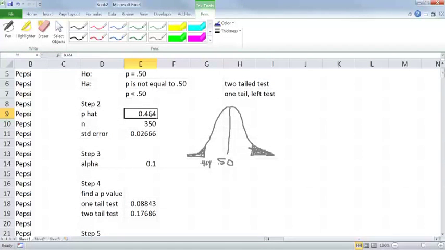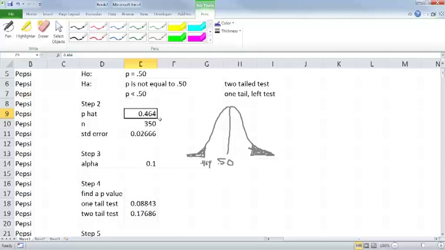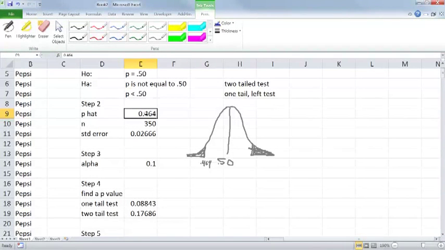So if p really is 0.464, remember we're trying to estimate p. We don't know what it is. We think that it's not equal to 0.50. Well, as we sample more and more, get a bigger sample size, and it turns out that it really is not 0.50, then we have more and more evidence in that direction. All right, so hopefully that helps for this problem, and that's it.